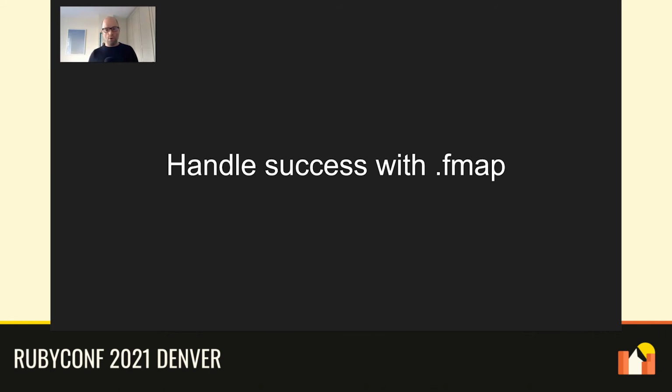First of all, we need to talk about how we're going to handle these success and failure cases. Obviously, on that previous slide, we were doing if it's a failure, then do this. If it's a success, do this. We don't want all this if else. We just want a pipeline. How are we going to do that? We're going to use something called fmap.